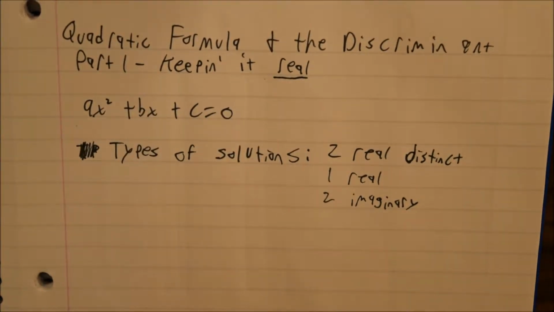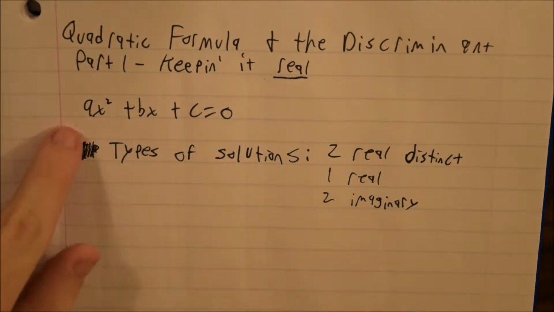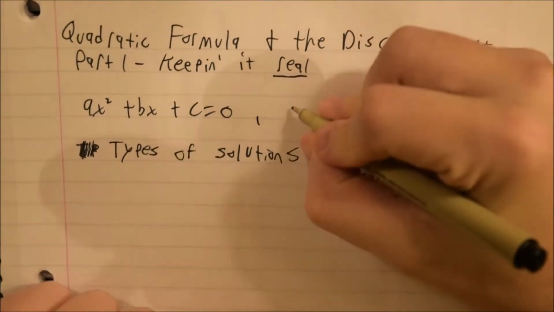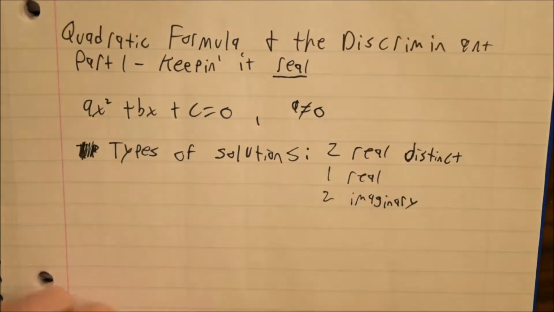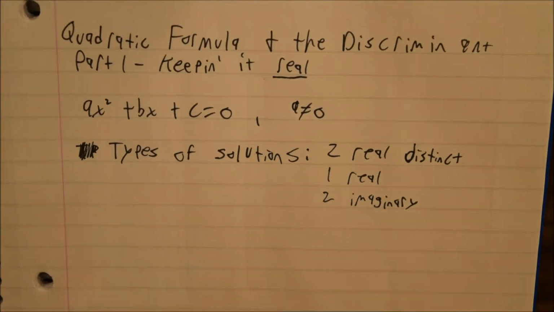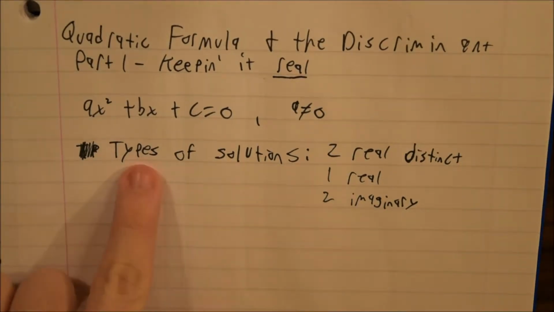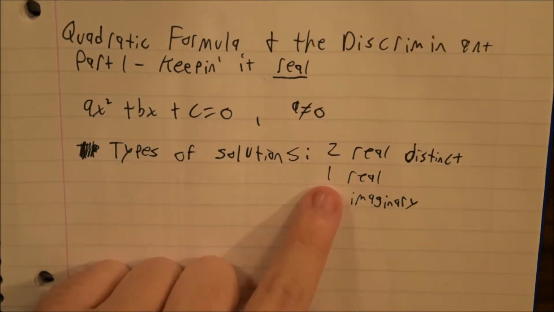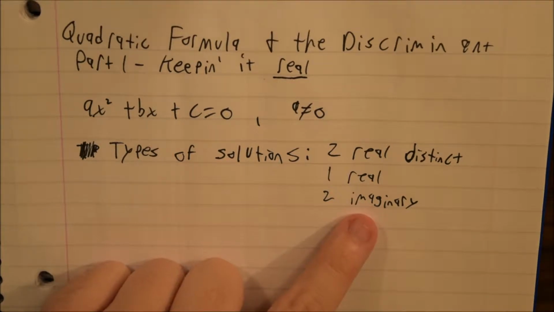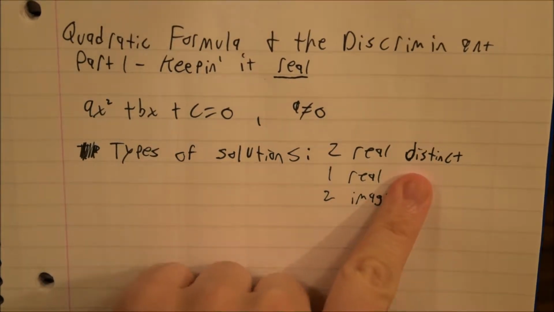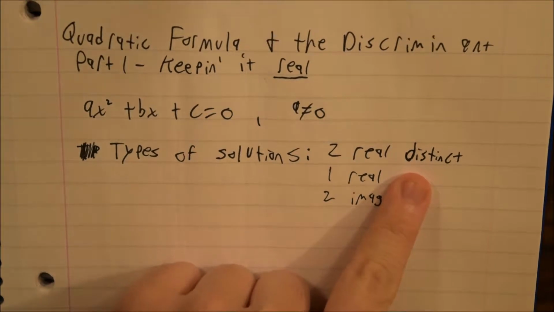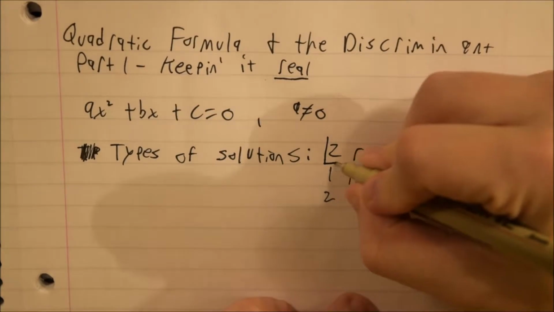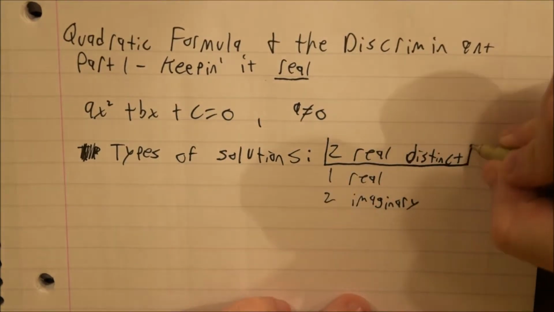Let's remember again, a quadratic equation is some equation of the form ax squared plus bx plus c equals 0, where a does not equal 0. For quadratic equations, I have three different types of solutions: two real distinct solutions, one real solution, and two imaginary solutions. When I say distinct here, that basically means different. So I can have like x equals 2 and x equals 3. In this video, we're going to be looking at the case where I have two real distinct solutions.